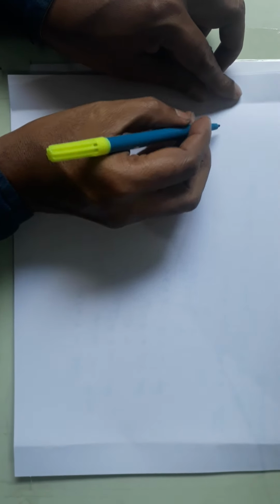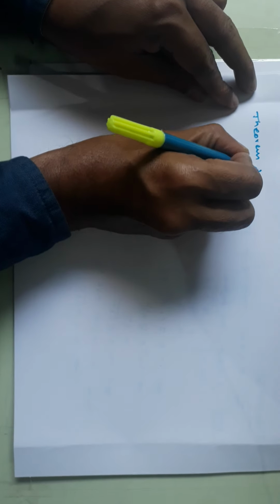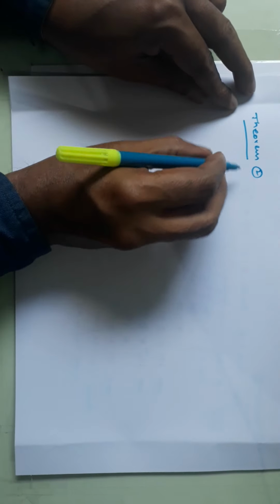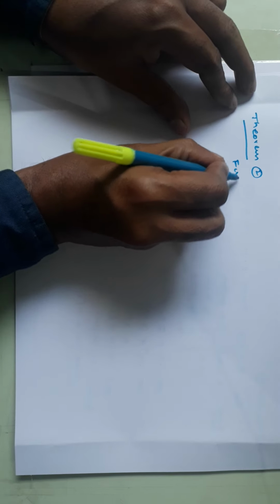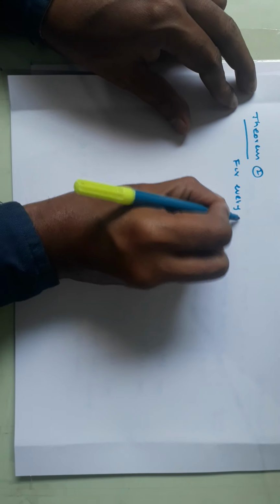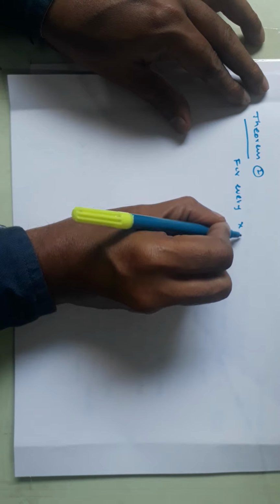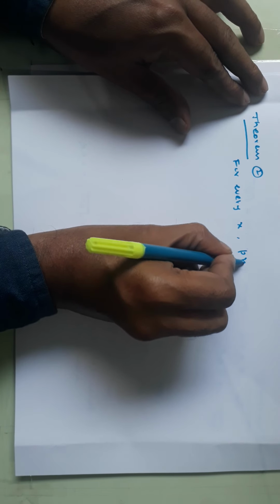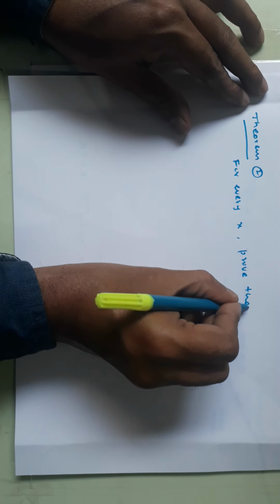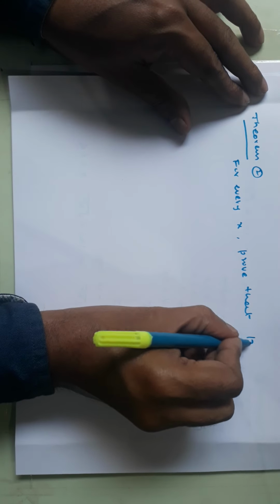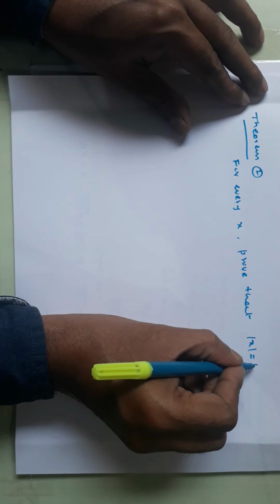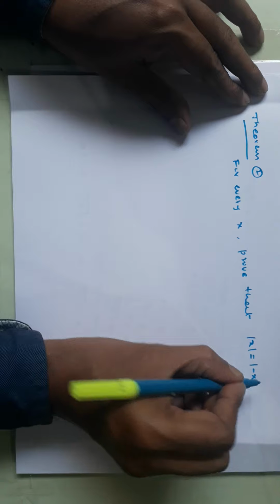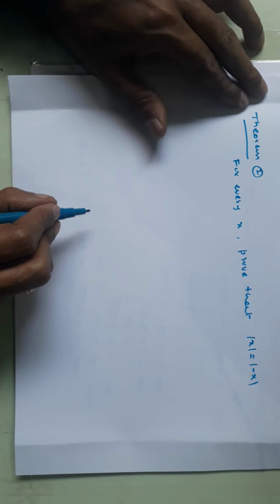Right, theorem 2. For every x, prove that mod x is equal to mod minus x. Mod x is equal to mod minus x. Right, its proof.